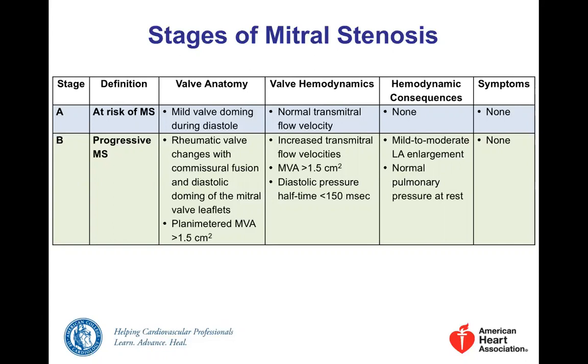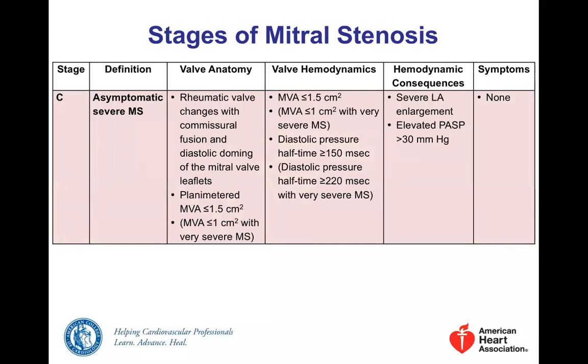For stage B, there is progressive mitral stenosis with rheumatic valve anatomy changes, with commissure fusion and diastolic doming of the mitral valve leaflet, with mitral valve area more than 1.5 centimeter. There will be increasing transmitral flow velocity. Mitral valve area, as I mentioned, is more than 1.5 with diastolic pressure half time less than 150 milliseconds. There will be no symptoms, but some hemodynamic consequences, mild to moderate LA enlargement, and normal pulmonary pressure at rest.